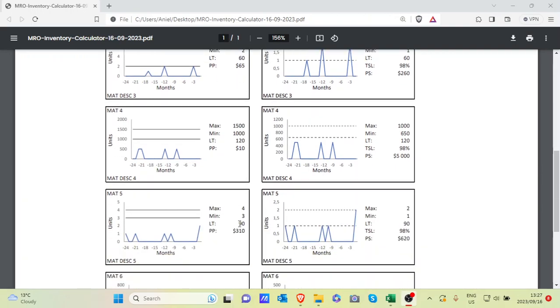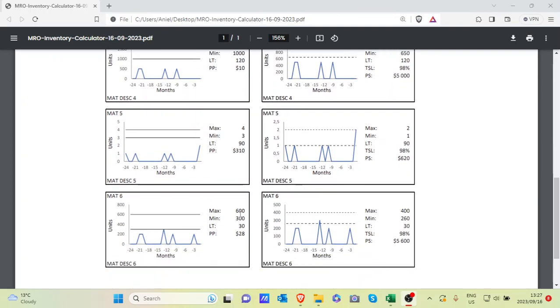If we maybe look at 1 or 2 more examples, here we're sitting with a 4 and a 3, and we can get away with a 2 and a 1 if we target a service level of 98% with a lead time of 90 days. Potential saving of $620. And then the last example here, a maximum of 600 and 300, and the calculator actually suggests that we can get away with a maximum of 400 and 260 with a potential saving of 5,600.